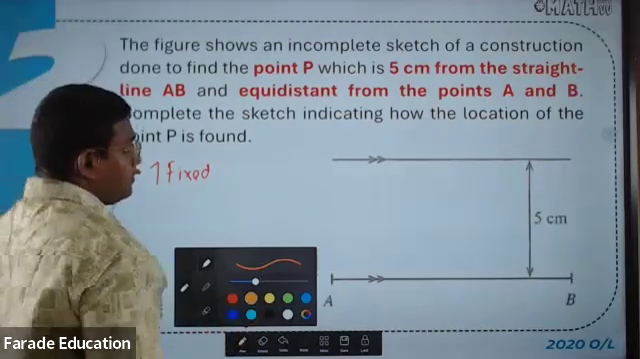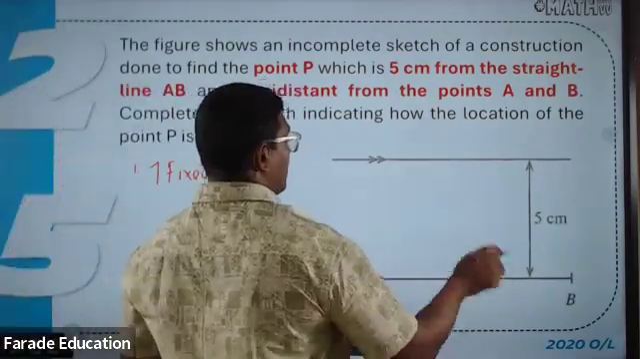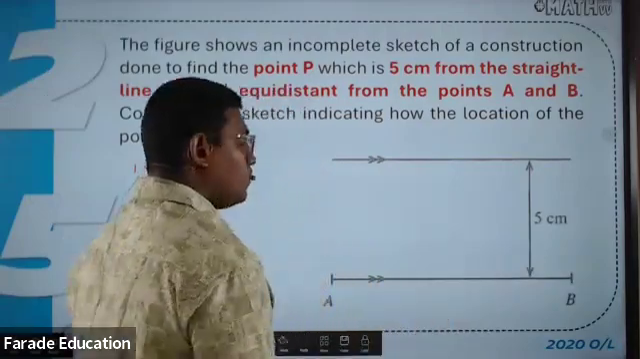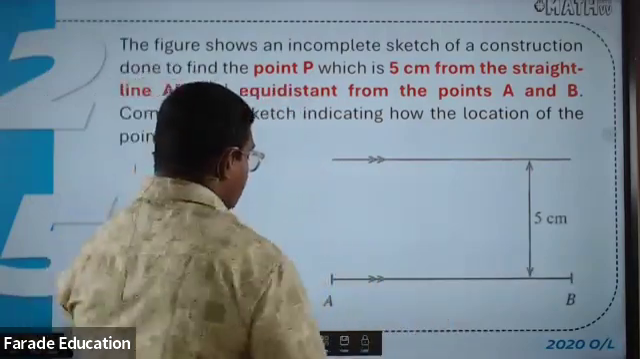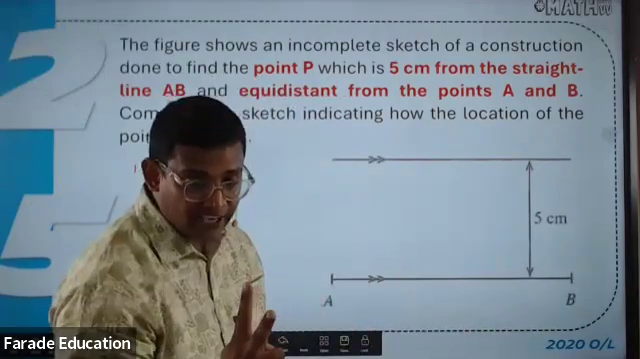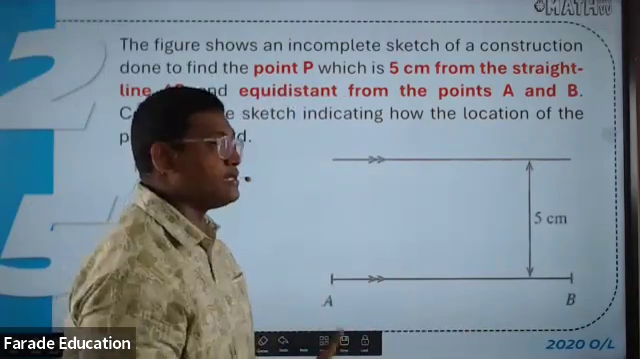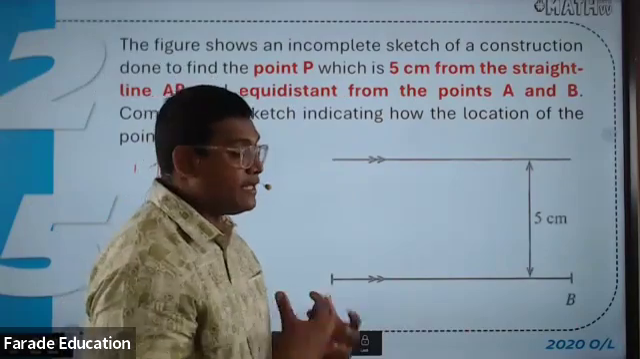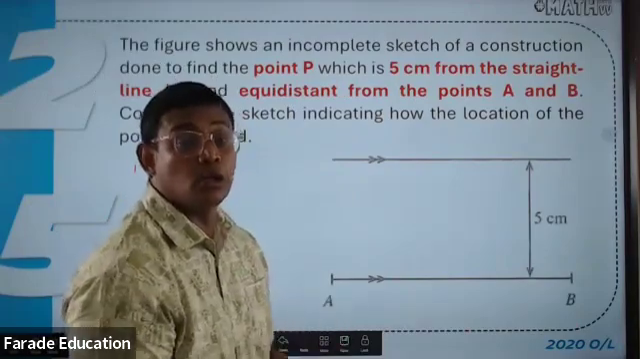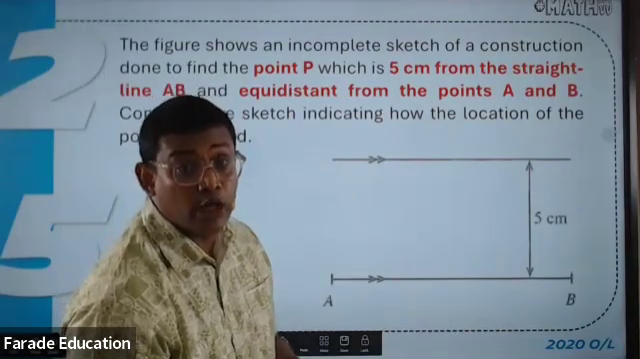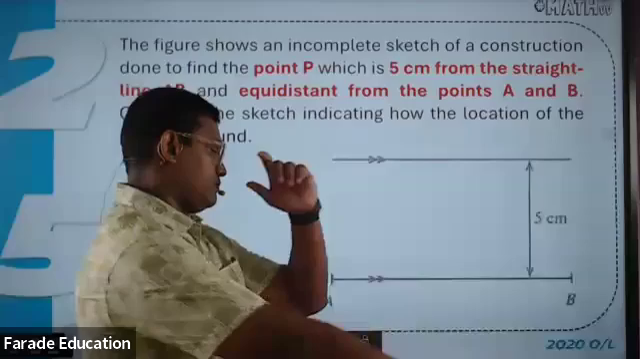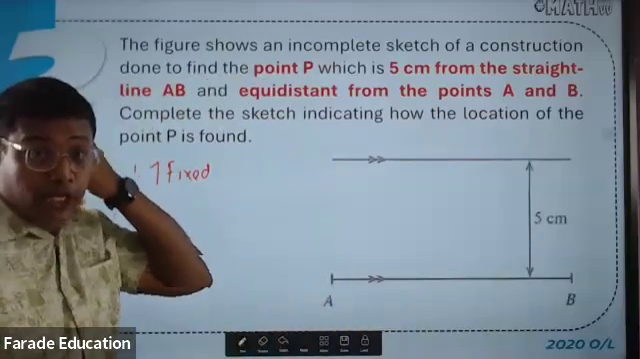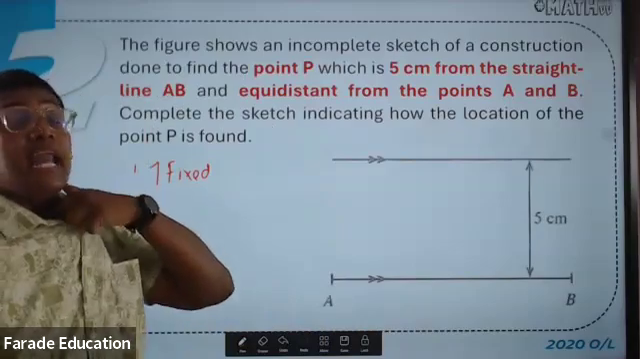So here, I know when they said it's parallel, it should be anywhere on P. Next one, it should be equal distance from A and B, two fixed points at equal distance. That means how can I mark the point? The line along which the point moves is a perpendicular bisector. It should be perpendicular and it should bisect the line.